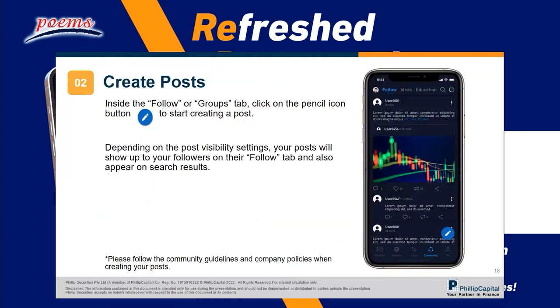Secondly, you will be creating posts. Inside the follow or group tab, you can click on the pencil icon to start creating a post. Depending on the post visibility setting, your post will show up to your followers on their follow tab as well as in the search results. So please follow your community guideline and policy guide when creating your own posts.